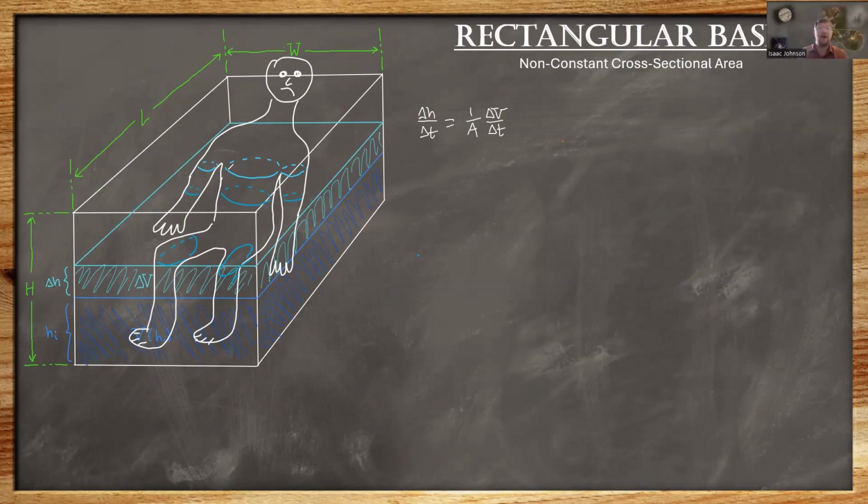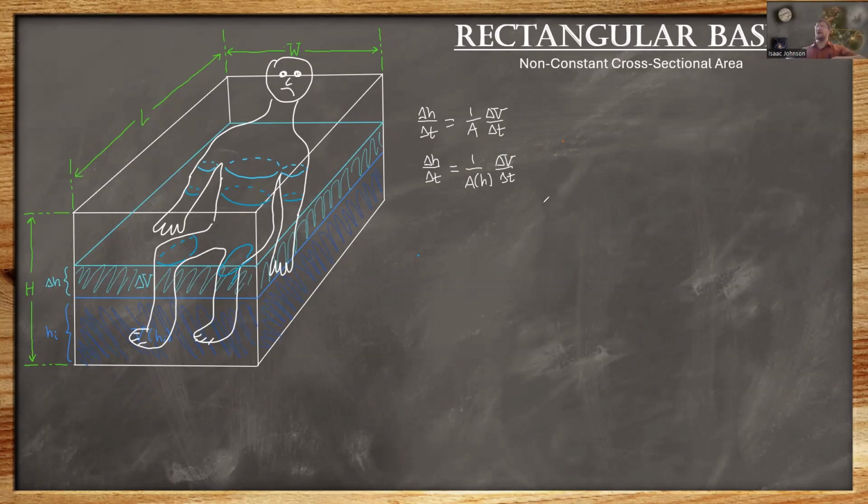Right, the body is clearly changing the cross-sectional area. The body is now almost becoming a part of the vessel in a sense. So what you're dealing with now is delta H over delta T, but now it's 1 over area, which is a function of height. So we've got another function you would need to know.